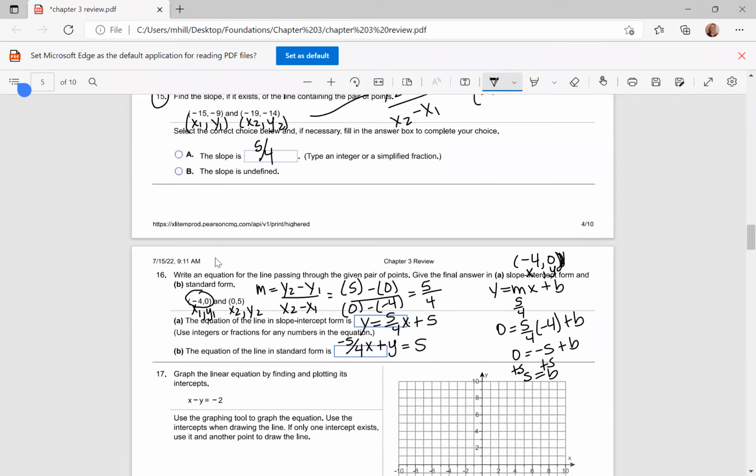So if you have any fraction, what you want to do is multiply the whole thing by whatever is in the denominator. So that 4 times -5/4 will give me -5x. And then 4 times y would give me 4y. And then 4 times 5 would give me 20. And that's how they're coming up with the answer for standard form.